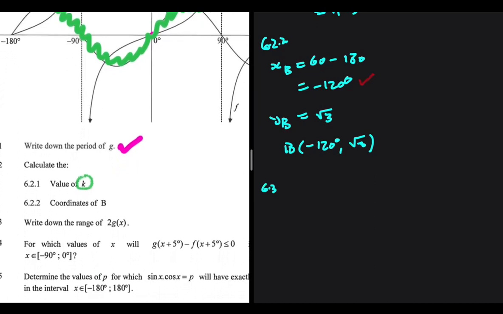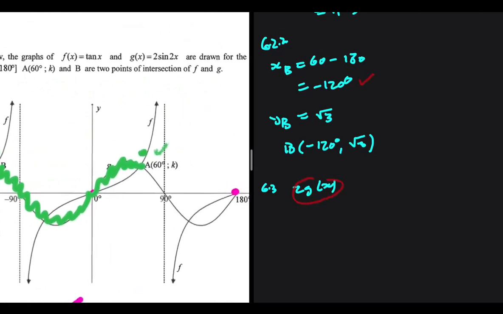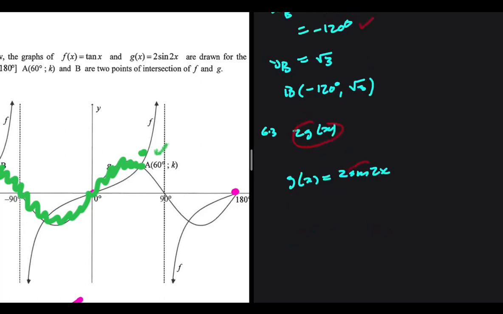So in 6.3, we're supposed to write down the range of 2g of x. But before we can look at 2g of x, let's try determining the range of g of x. Right, g of x is equal to 2 sine of 2x. The range of sine of 2x is minus 1 to positive 1. But because we have this amplitude of 2 and not 1, like we usually do, the range of g of x is from minus 2 to positive 2.